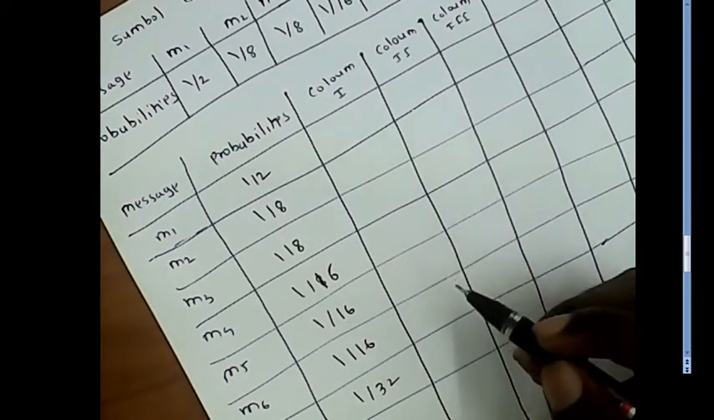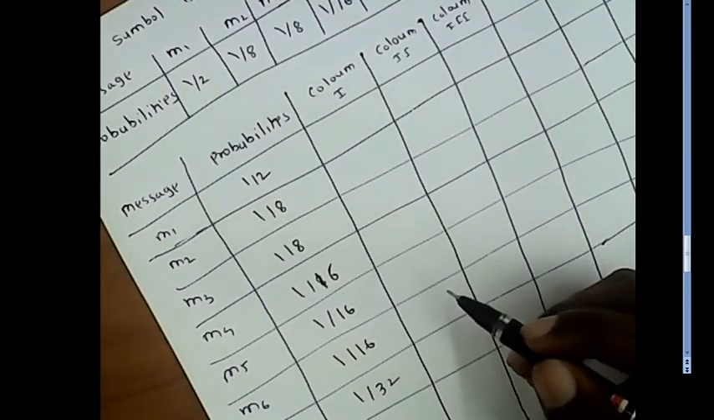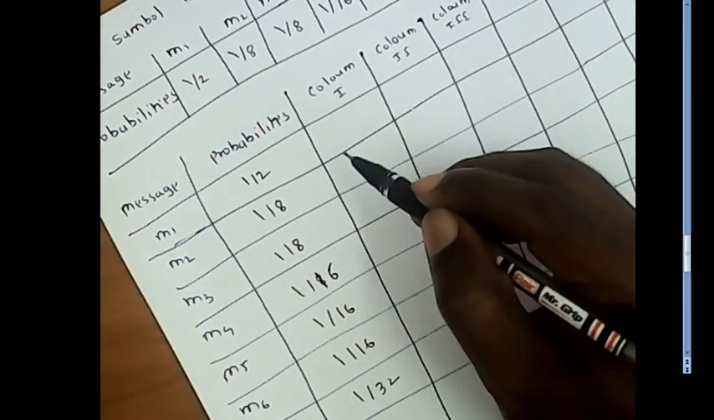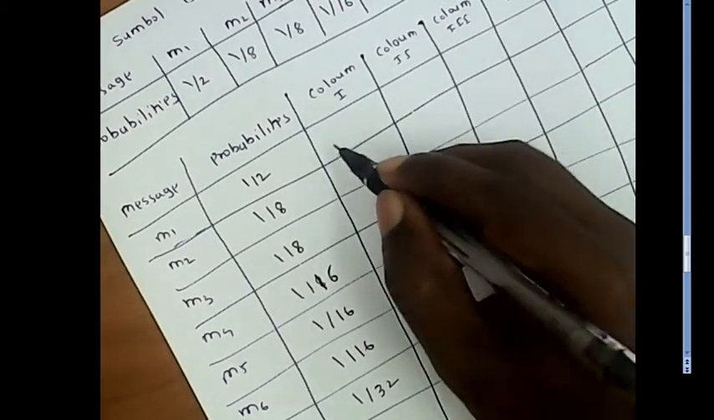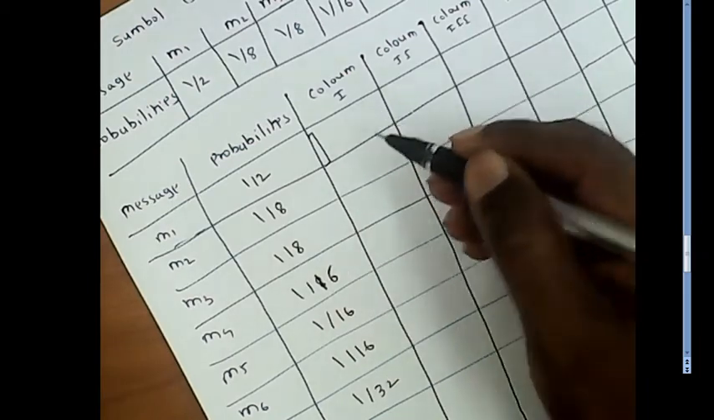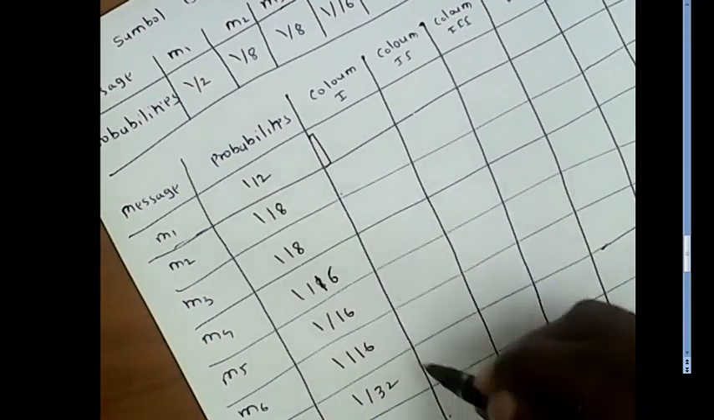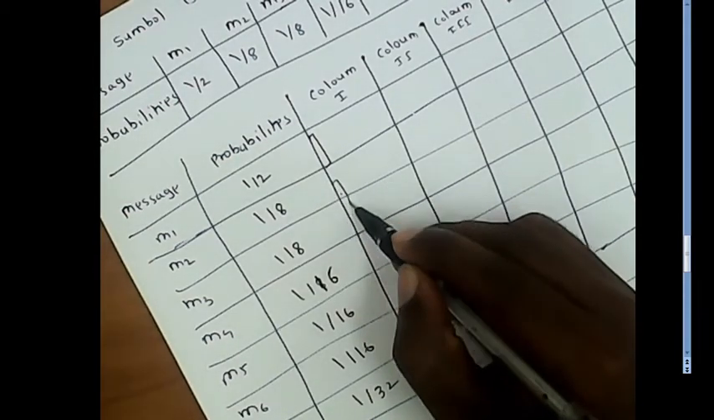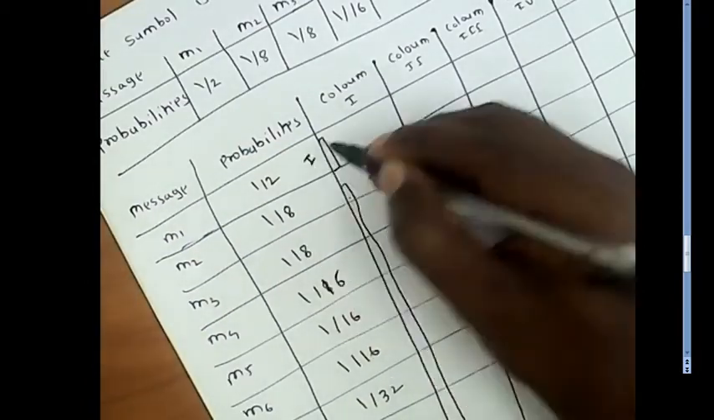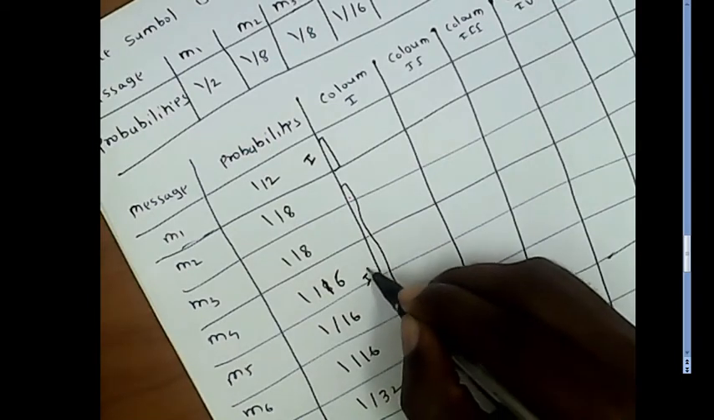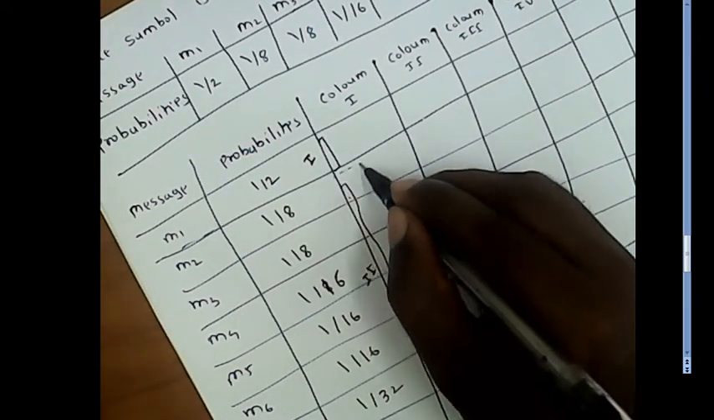consider column 1. According to the second step, partition the set of symbols into two sets that are as close to being equiprobable as possible. So we can divide these probabilities into two groups or two sets. M1 is the first group and M2 to M8, the other messages, are the second group. So this is the first set, this is the second set, and we can take a partition here.